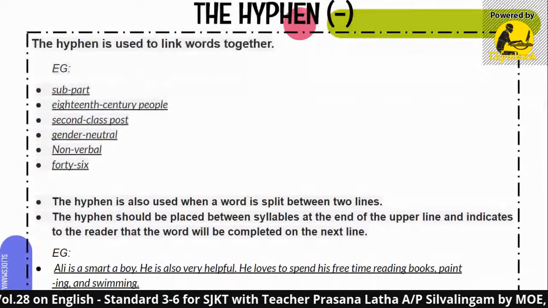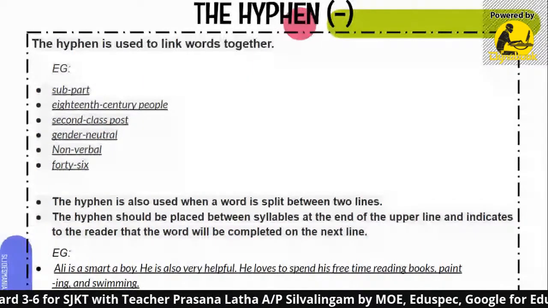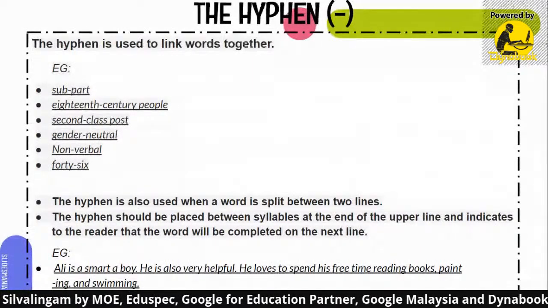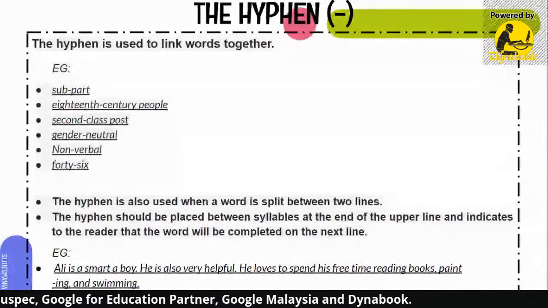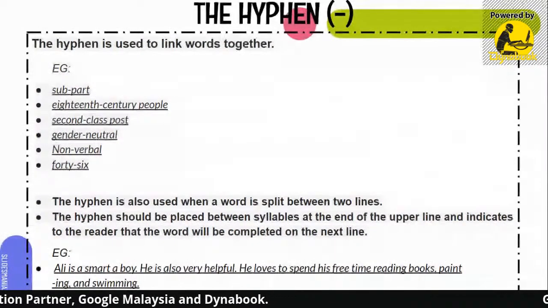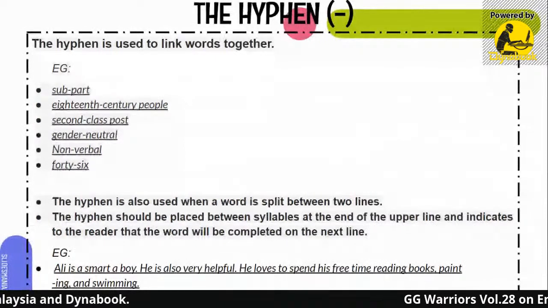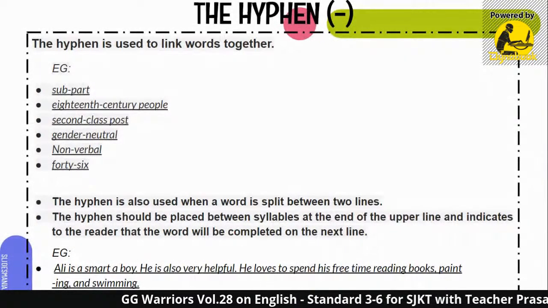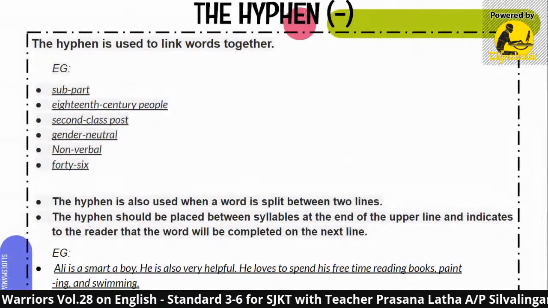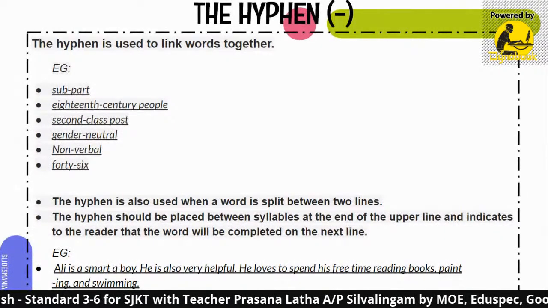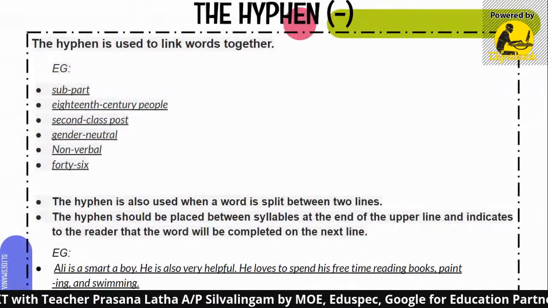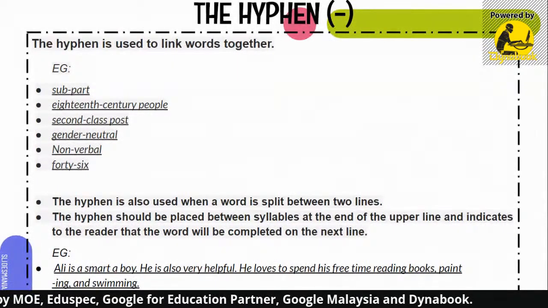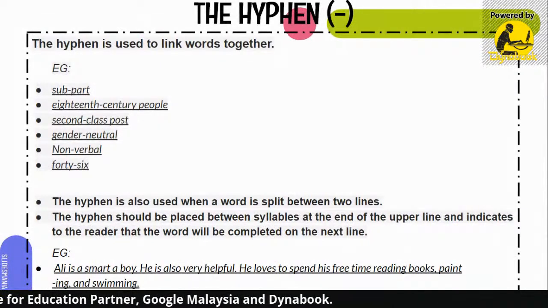Ali is a smart boy. He is also very helpful. He loves to spend his free time reading books, painting, and swimming. So you see the word painting is not completed on the first line. So when I'm splitting the word, I have to use a hyphen to indicate that.